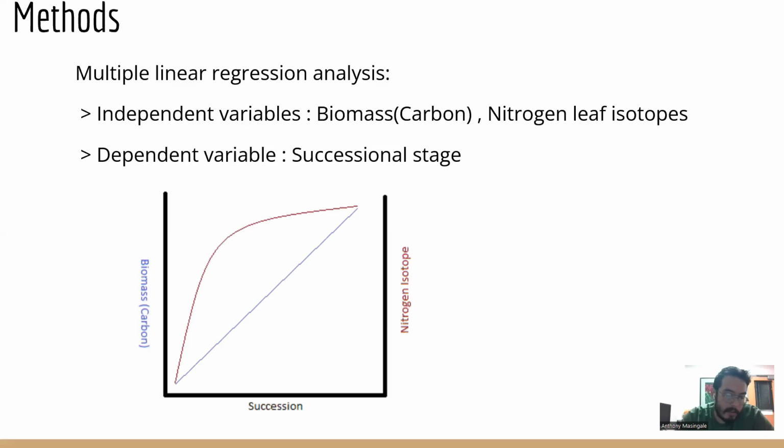Performing a multiple linear regression analysis with biomass and nitrogen isotopes as predictor, independent variables should result in the following predicted trends.